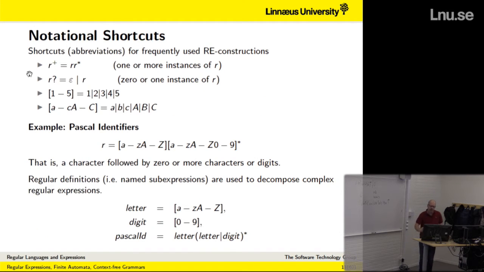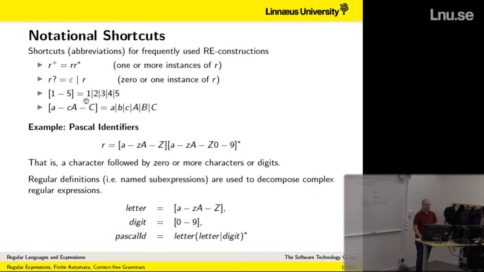If you have been using regular expressions to solve a task, you have probably seen the plus sign and the question mark as well. Certain patterns are often used, so we have introduced certain shortcuts. R plus means one or more instances of R, but we could just have easily written it using the star like this. Question mark means 0 or 1 instance of R, but we could just as easily have written it like this. But people are using plus and question mark all the time when they are defining regular languages.